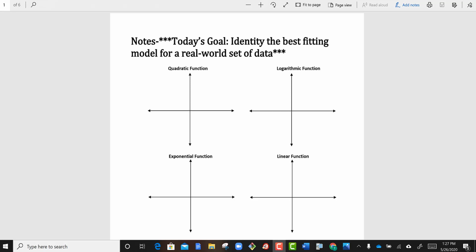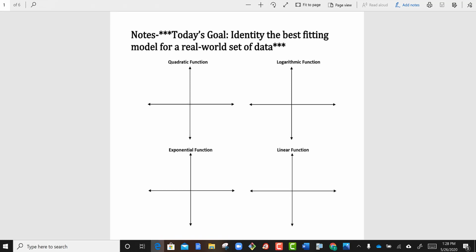All right, so in this video, we're going to identify the best fitting model for a real-world set of data. There's really four models we're going to focus on. The first one is a quadratic function. Let's just talk about some application problems that could potentially use a quadratic model.